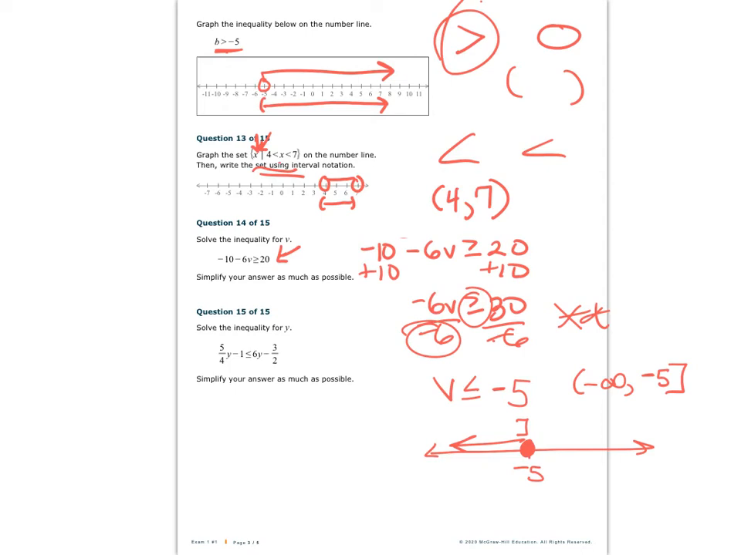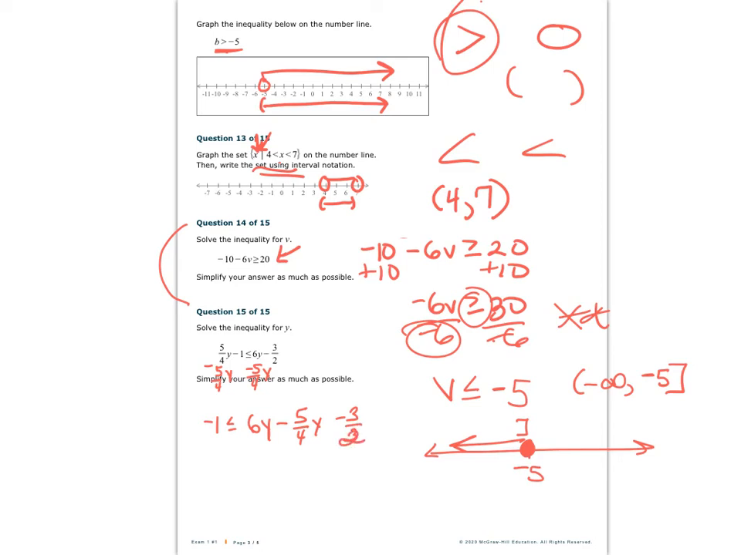Lastly, let's do number 15. It's like number 14 in that you're solving an inequality. The only difference is that there's a variable on both sides. So let's bring our variables together. So if we add 5/4 y to both sides, so you're going to have -1 is less than or equal to 6y minus 5/4 y minus 3/2.